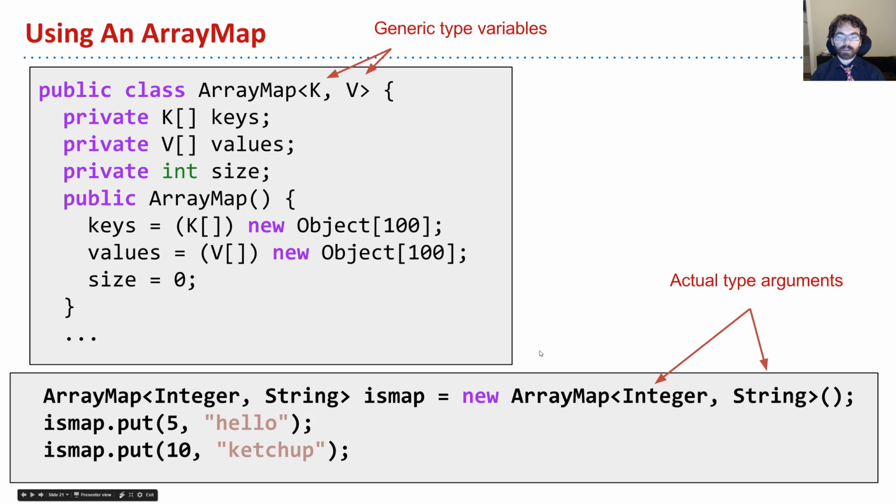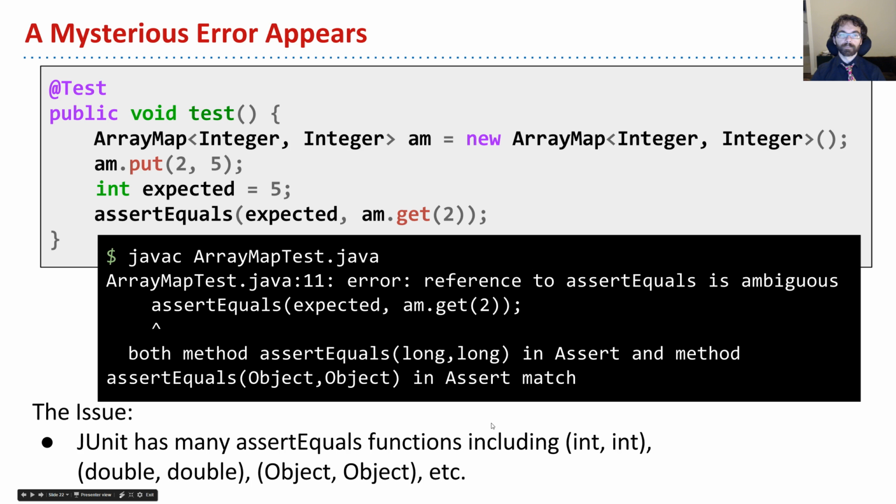Now, I should mention briefly, in Java 8 or later, you can actually omit this bit over here, and it will infer it automatically from the declaration of a variable. You can only use that, of course, when you're declaring a variable.